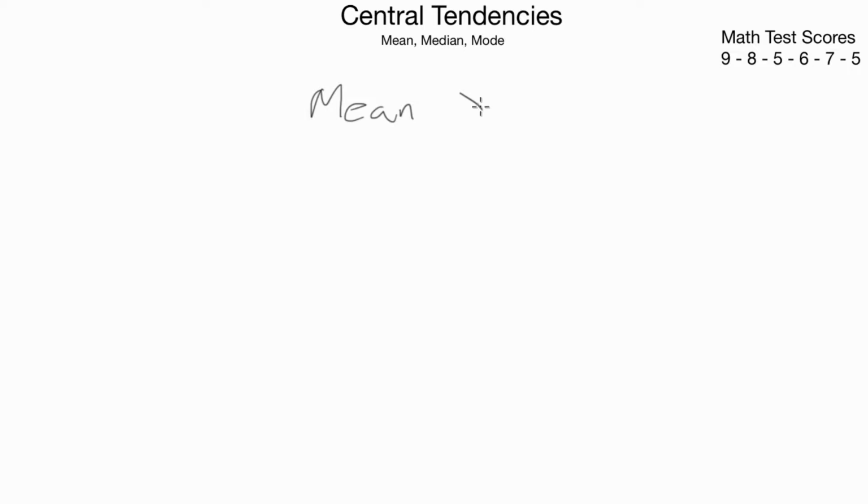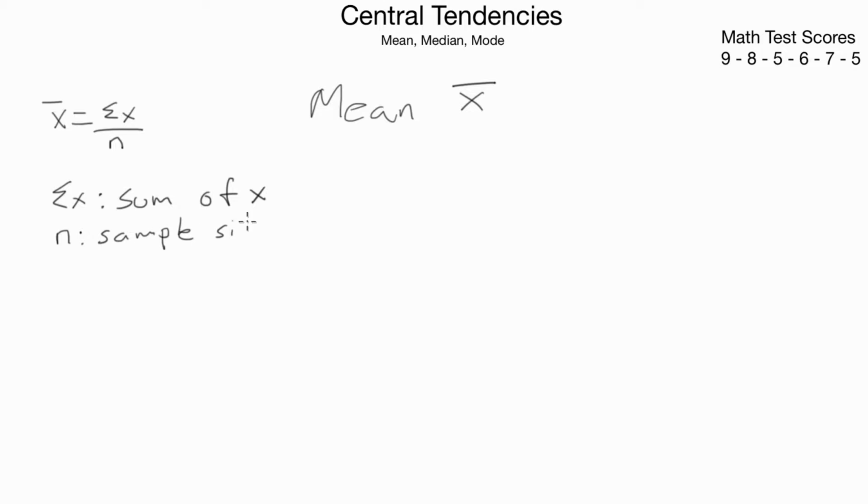The symbol for the mean looks like this. It reads x bar. And the formula for the mean looks like this. And don't worry, we'll go through what each part means. So the top part here is the sum of x. And the bottom part here is the sample size. So we need to find these two values in order to calculate the mean.